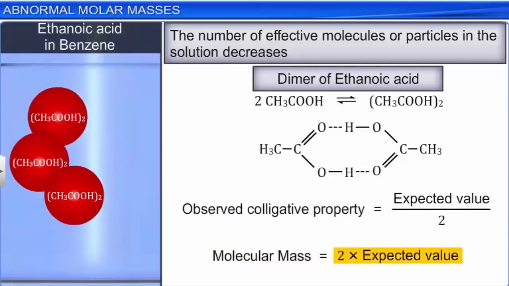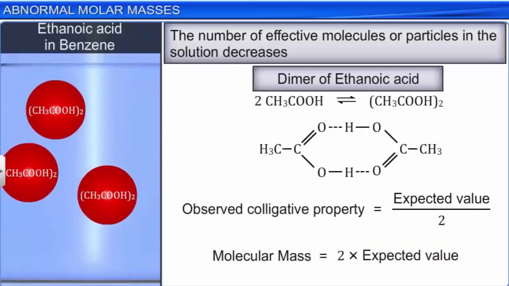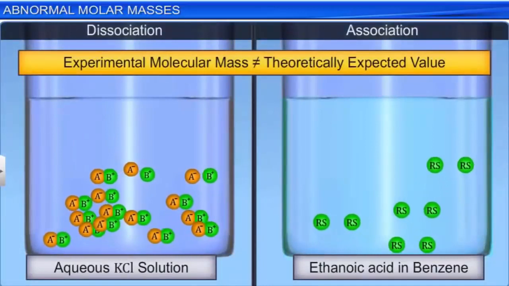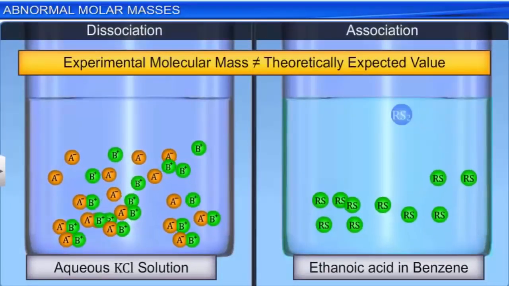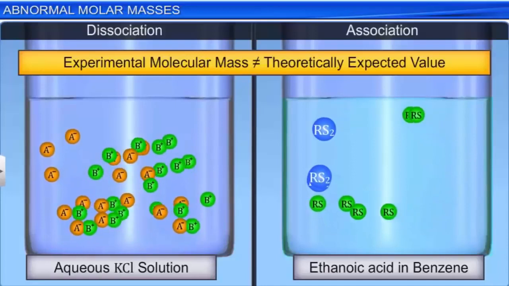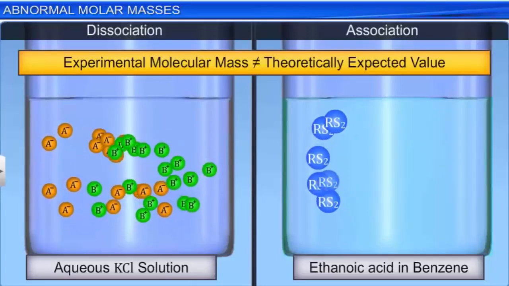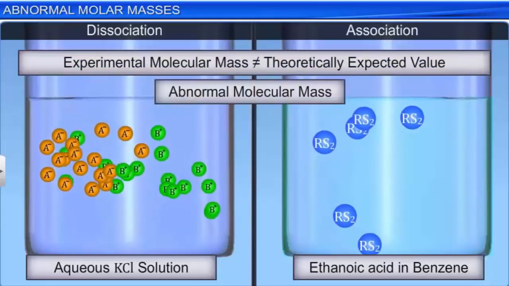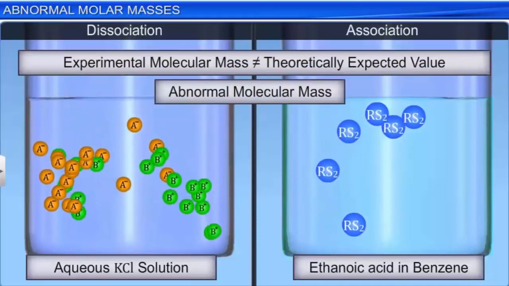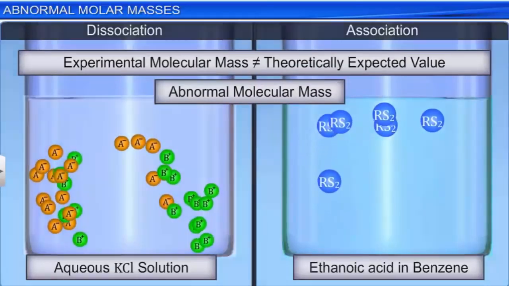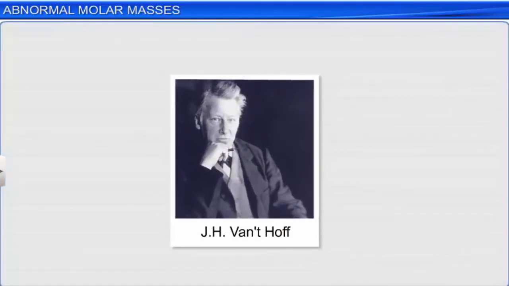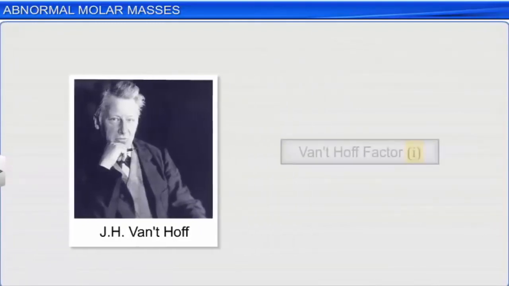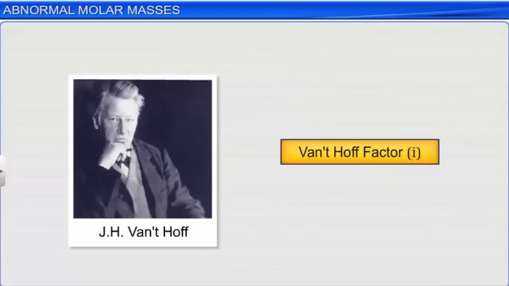When the molecular mass of a substance, as determined by studying any of the colligative properties, comes out to be different than the theoretically expected value, the substance is said to show abnormal molecular mass. In order to account for all such abnormalities, Dutch chemist J.H. van 't Hoff, in the year 1880, introduced a factor, i, known as van 't Hoff's factor, which represents the extent of association or dissociation of a solute.